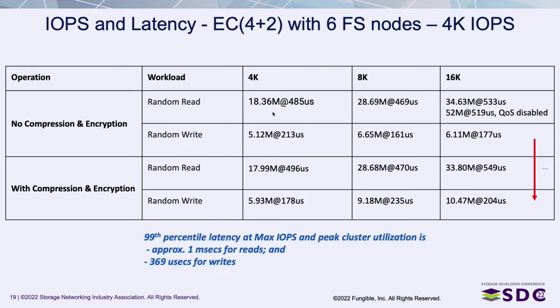And even the 99th percentile latency at max IOPS is approximately a millisecond for read, and it's 369 microseconds for writes. So this is my point about how some of this comes from the DPU, the way the software is written, and all of that, right?